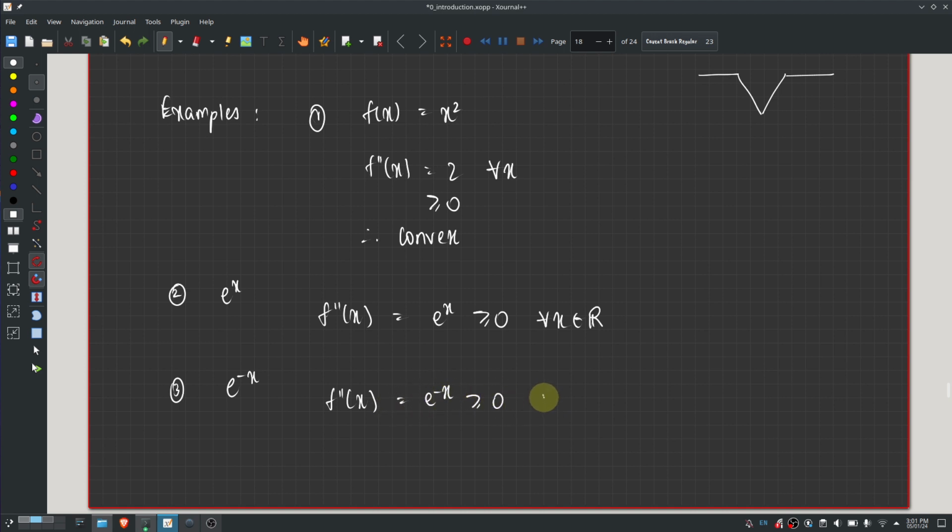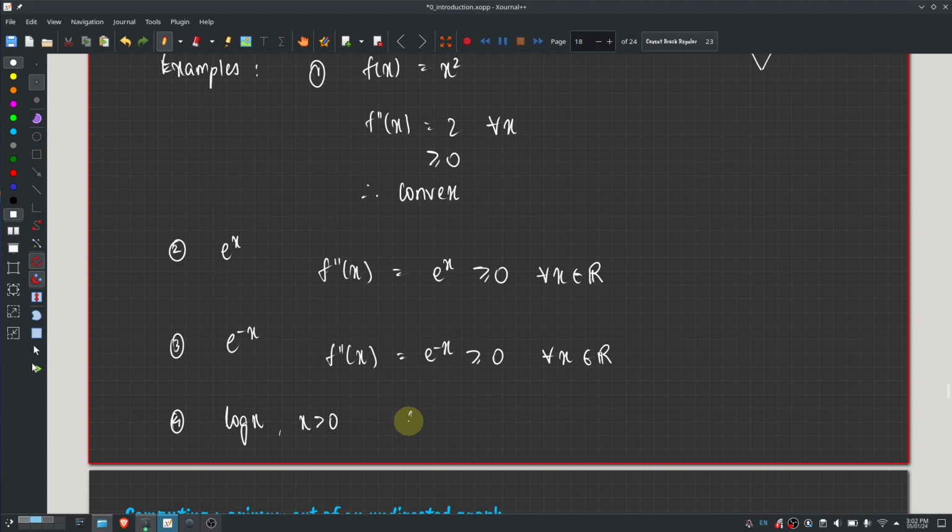This is also greater than or equal to 0 for all x. Okay, let's take log x. Log x is defined only for x strictly greater than 0. Concave. And why is that? Let me take the second derivative. This is minus 1 by x square, which is less than or equal to 0 for all x in (0, infinity), so concave. But both these are convex.